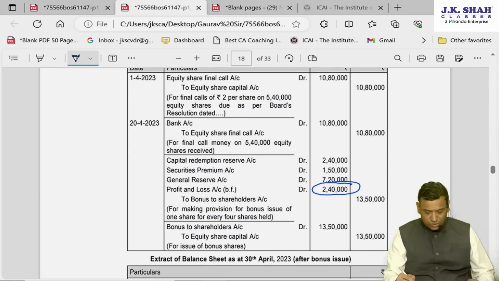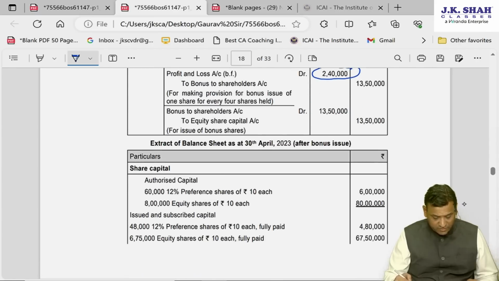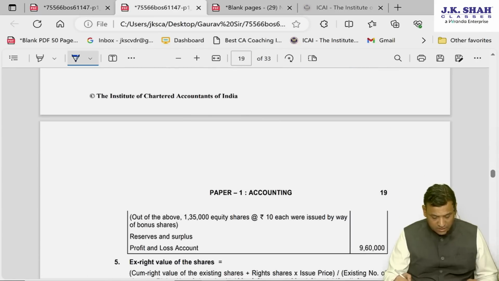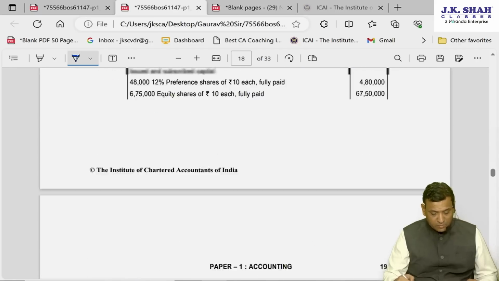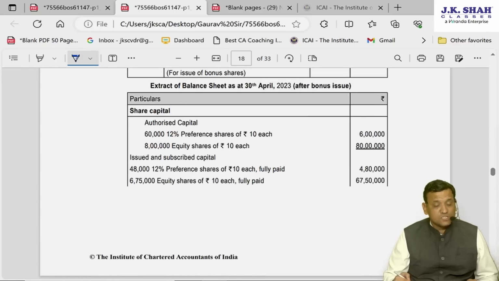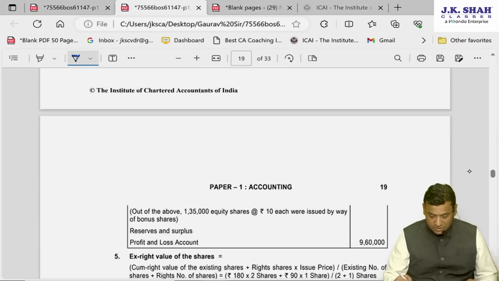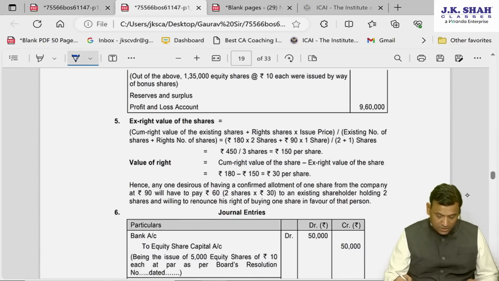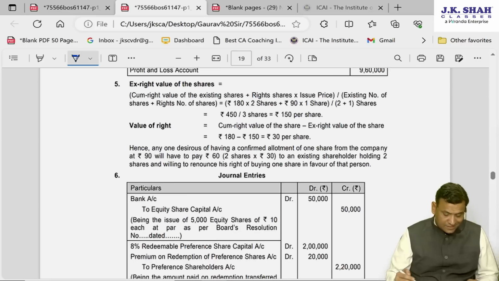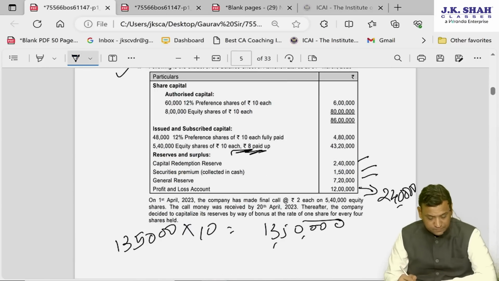So this is your entry. I don't think any big stuff is required. Yeah, in the extract of the above, this many shares have been issued for consideration other than cash. That stuff we have to give. Okay, friends. Let us now move on to another question.